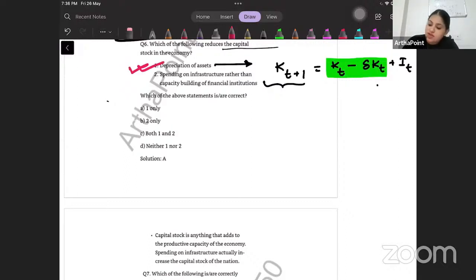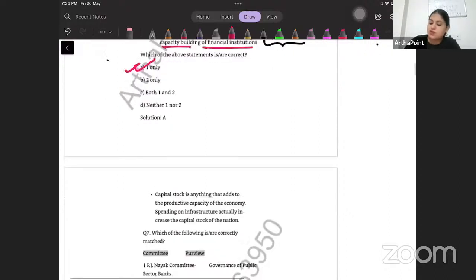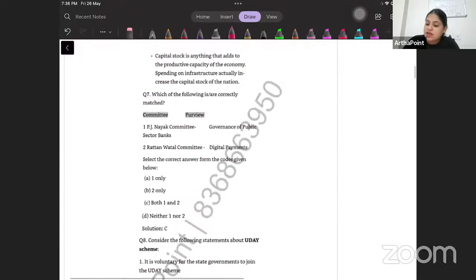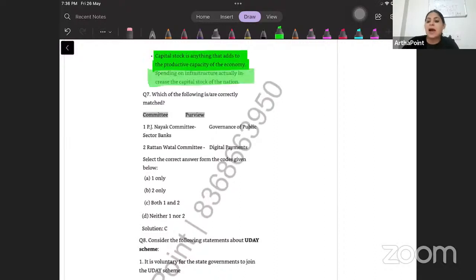It reduces capital in the economy. Spending on infrastructure rather than capacity building of financial institution. Agar infrastructure pe spend kare, it is a kind of investment. That is fine, right? So answer will be A. So let us read down the reason. Capital stock is anything that adds to the productive capacity of economy. Spending on infrastructure increases the capital stock of the nation. So infrastructure पे spend करने से capital stock बढ़ता है. It increases, it does not decrease.